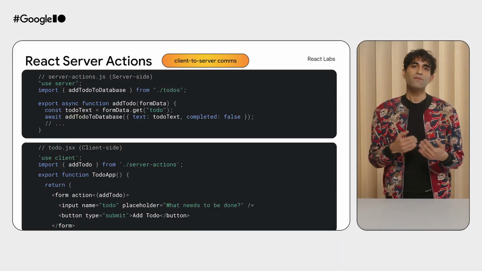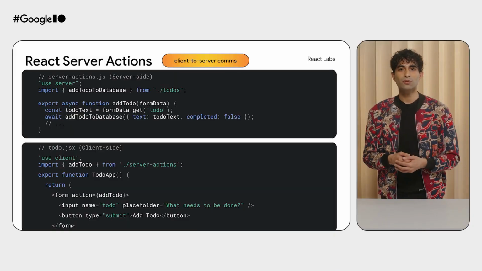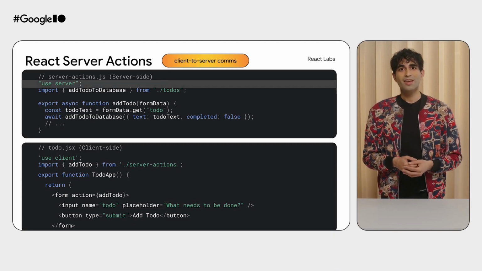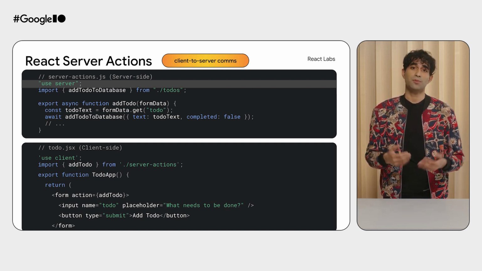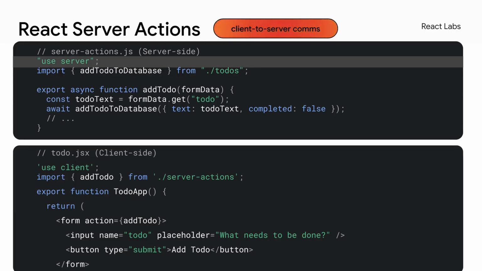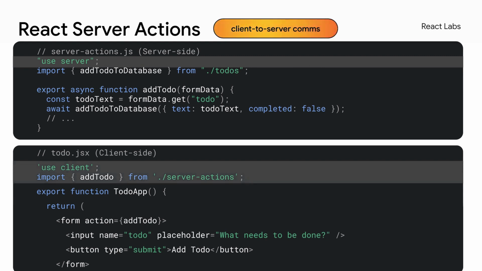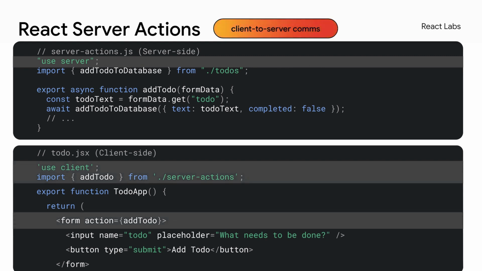Let's see server actions in action using a to-do example. First, we define our server-side function addToDo using the use server directive. This function receives the form data as a parameter and performs the necessary server-side mutations, such as adding the to-do to a database. In our React component, we create a form and specify the action prop with the addToDo server action. When the form is submitted, React automatically invokes the addToDo function on the server, passing the form data as an argument. Server actions handle the form submission and perform the server-side mutations seamlessly.